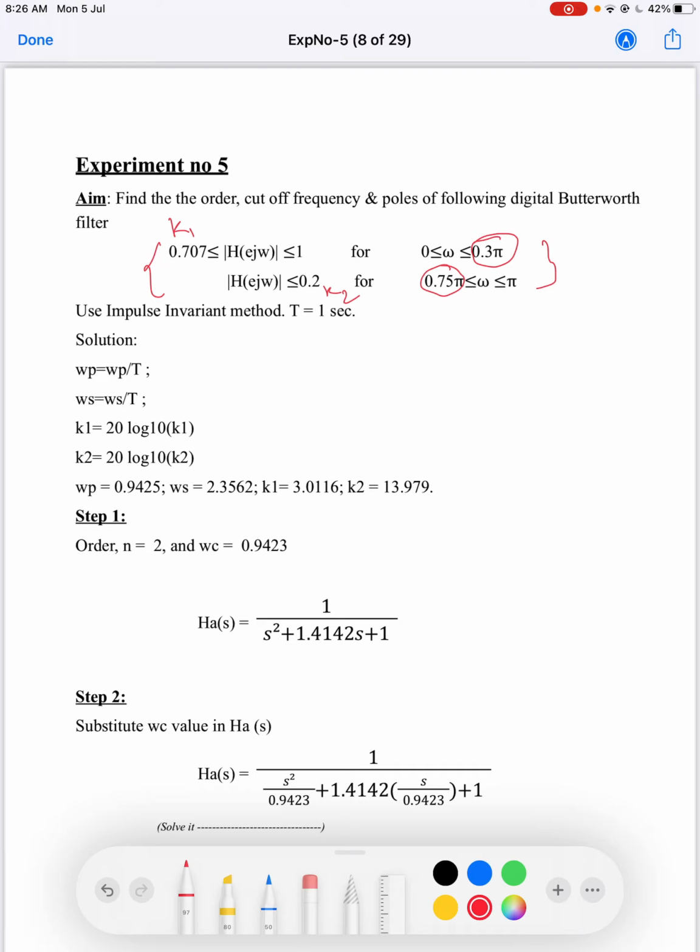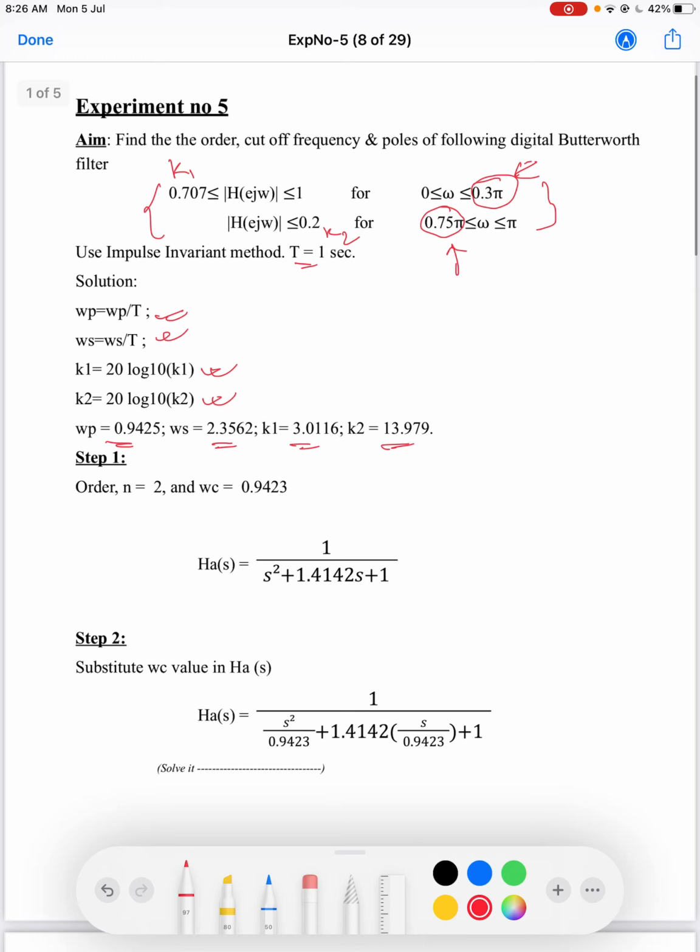You notice that your K1 and K2 are not in dB, so you have to convert them to dB using this formula. Your omega P and omega S are already in radian per second, so we leave them as they are, divided by the value T, since we're designing a digital filter. So we get this value. Match it up with your Matlab programs.